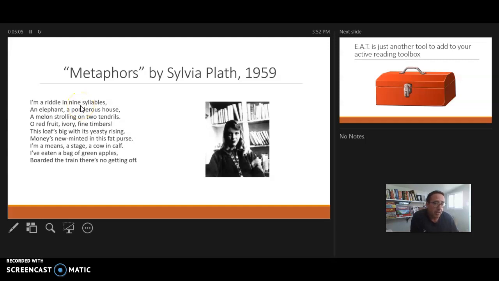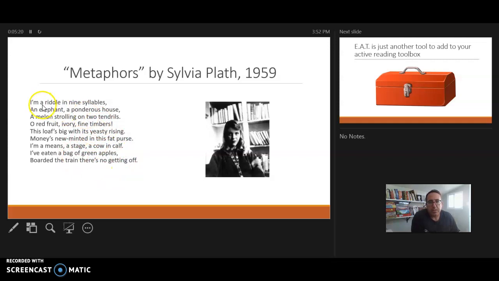And it's about pregnancy, right? Nine months. An elephant. People say I'm as big as an elephant, and all these images of being big and round, right? A melon strolling on two tendrils. A pregnant woman might feel that way.